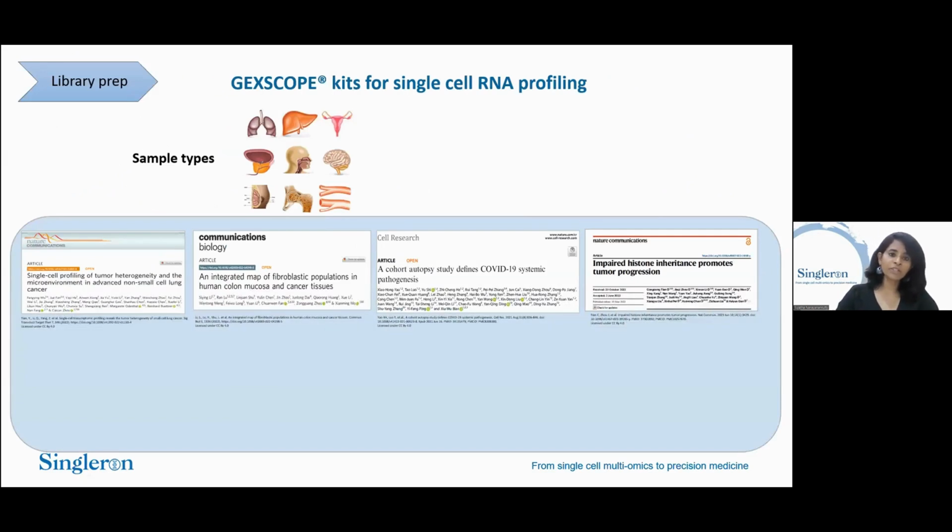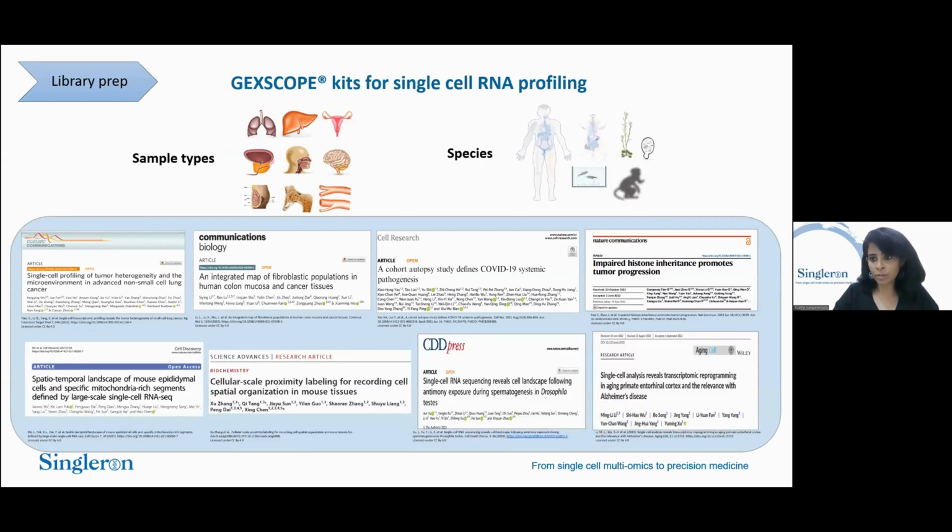Just starting off by showing that our kits have been used in various different sample types. Here's a snapshot of publications that are on human samples. These are on lung tissue, breast tissue, and also colon cancer tissues. And we also have tested our kits on various different species, mouse models, Drosophila samples, and also non-human primates.